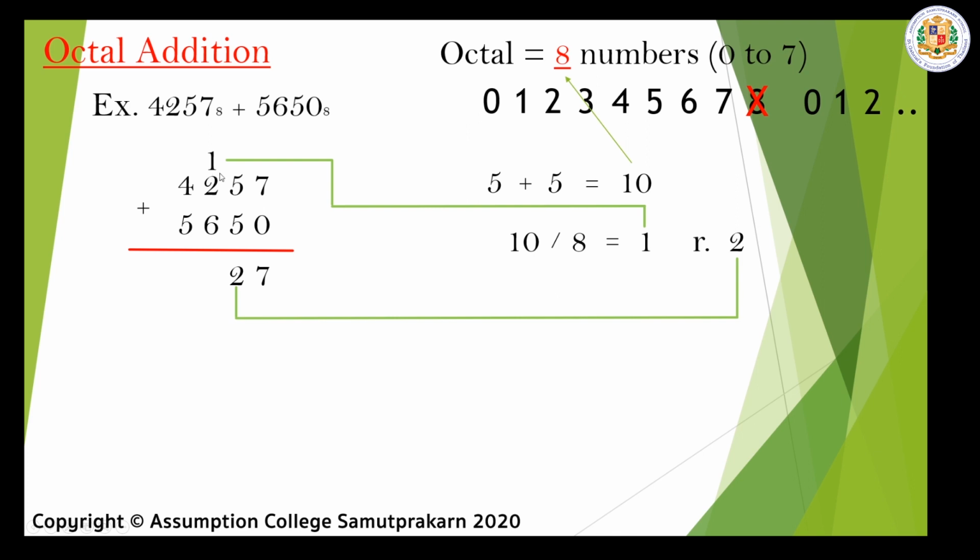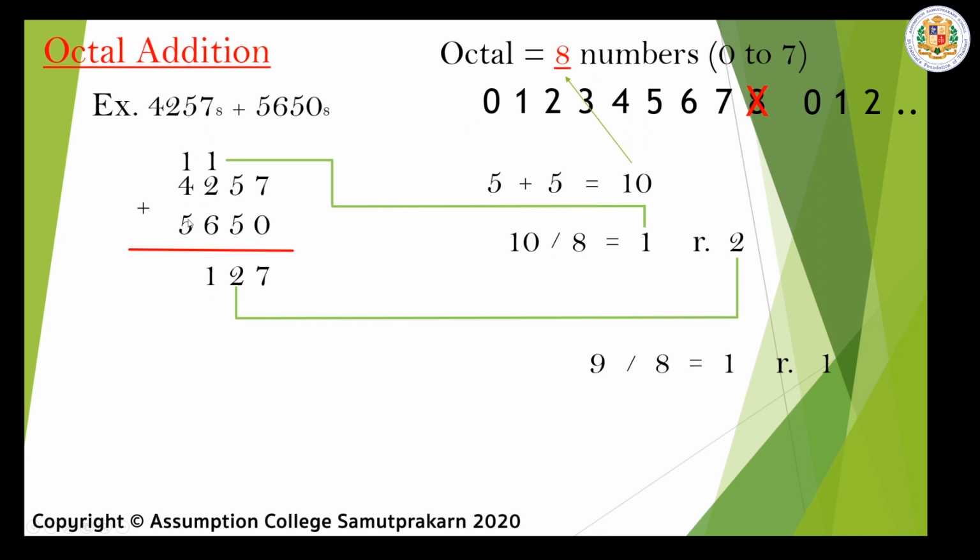Now let's move to the next one. 1 plus 2 is 3. Plus 6 is 9. Okay, in octal, we only have until 7. So it's the same procedure. We have 9 divided by 8 is equal to 1, remainder 1. Remainder goes over here, and 1 goes over here as our carry. Okay, carry 1. 1 plus 4 is 5.